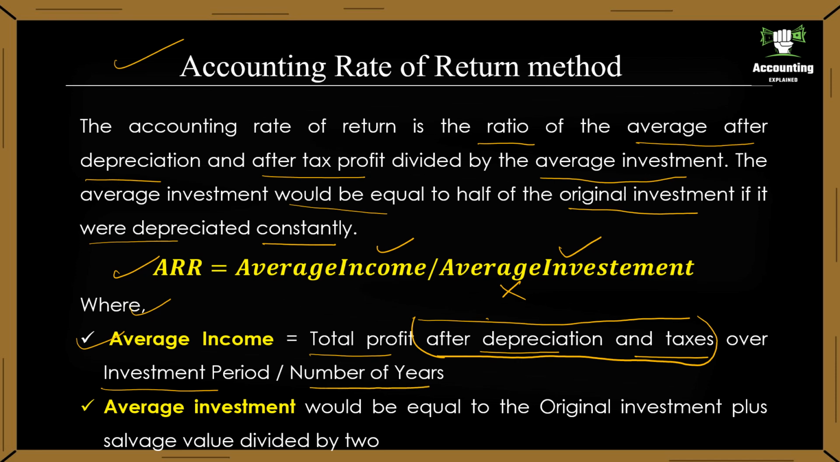Okay. So however much total profit we have earned over the investment period, that is, if the investment period is 5 years, total profit after depreciation and taxes for 5 years divided by number of years, that is 5.